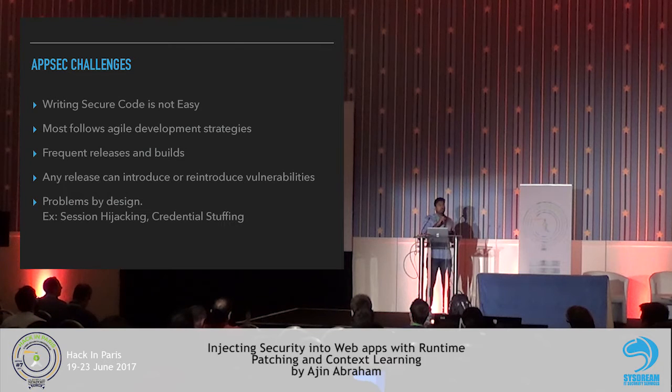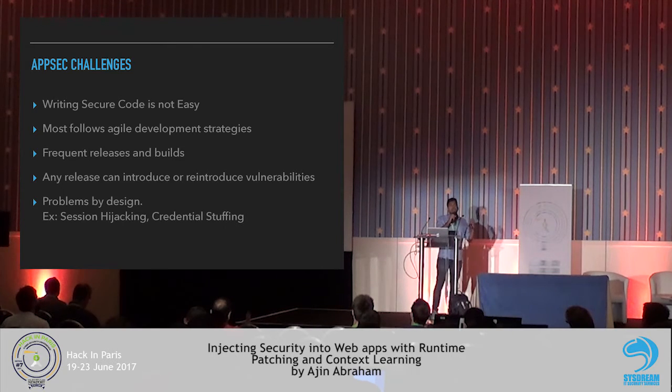Currently, most teams follow agile development strategies. That means you have frequent releases and frequent builds coming one after another, maybe weekly or daily. So the chance for a vulnerability to get in is very high. A new vulnerability can be introduced, or one that was fixed previously can be reintroduced.